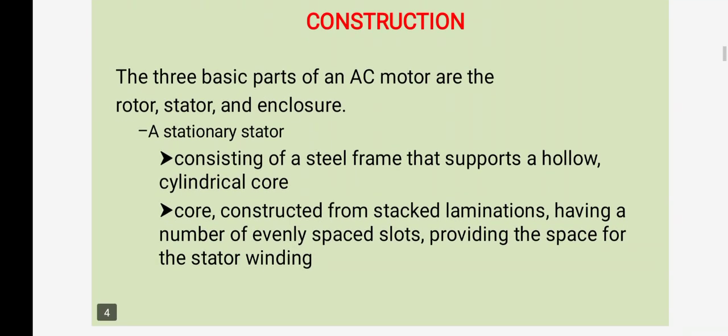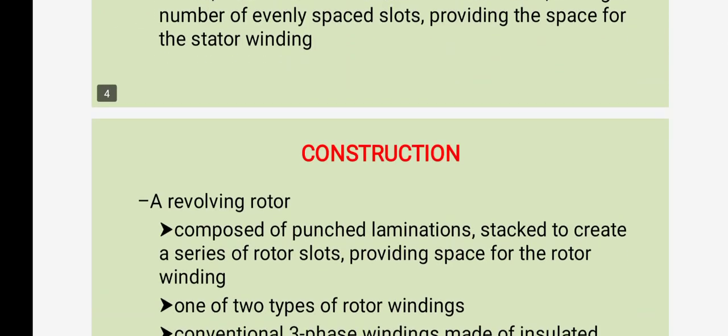Then what is the construction of the induction motor? There are three basic parts of the AC motors: rotor, stator and enclosure. A stationary stator consisting of a steel frame that supports a hollow cylindrical core, constructed from stacked laminations having a number of evenly spaced slots providing the space for the stator winding.